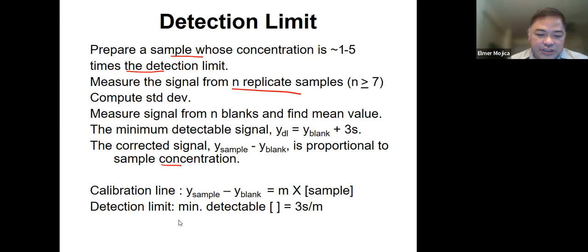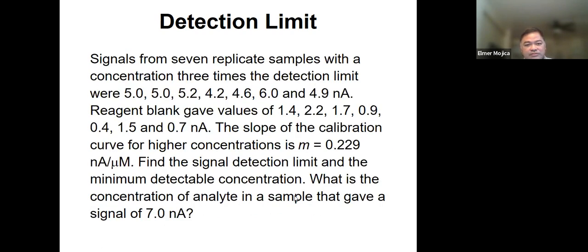And then the detection limit, we can put it as the minimum detectable concentration. So there's a difference between minimum detectable concentration and the minimum detectable signal. So this is 3 times s over the slope. So let's try to solve it using this problem.